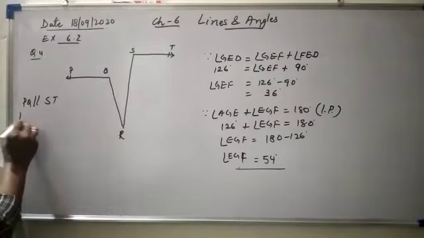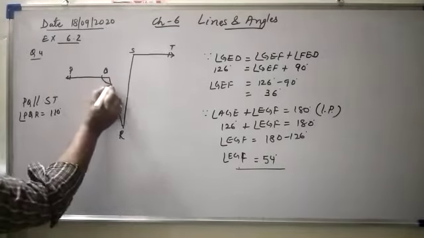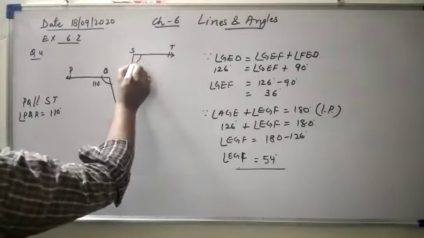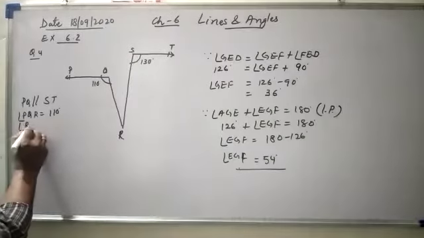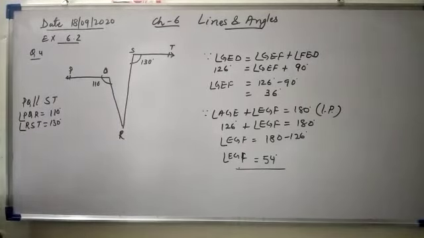Angle PQR is 110 degrees. That means this angle is 110. Then angle RST, this angle, is 130. Angle RST is 130. Okay. And we have to find angle QRS. You find angle QRS. This angle you need to find.